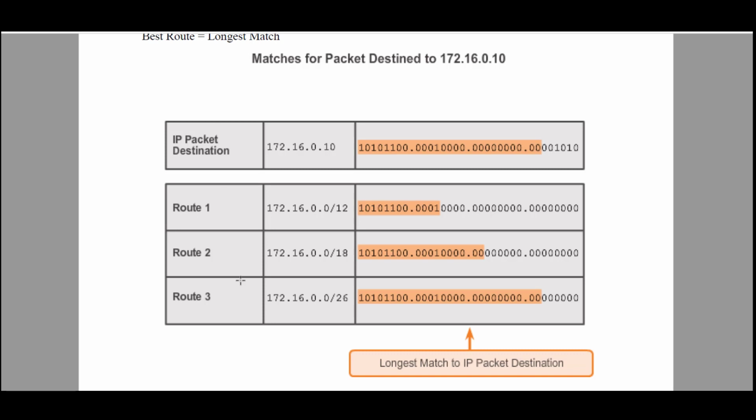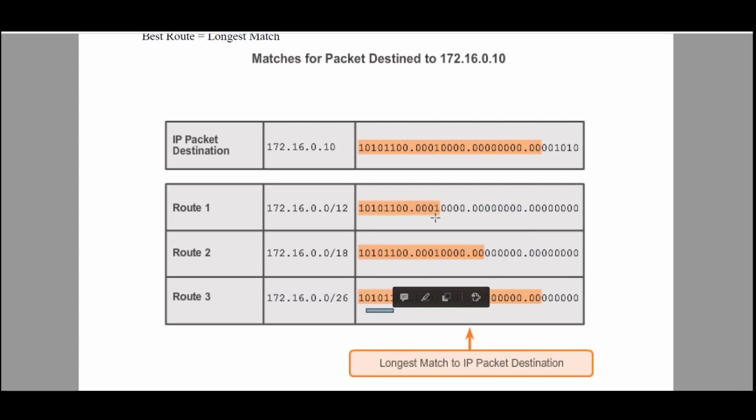Then they will give 2-3 paths: 1, 2, 3, 4. So which one will your router select as the best path? What you have to do is convert everything into binary. I'm converting this into binary, this into binary, and this into binary.